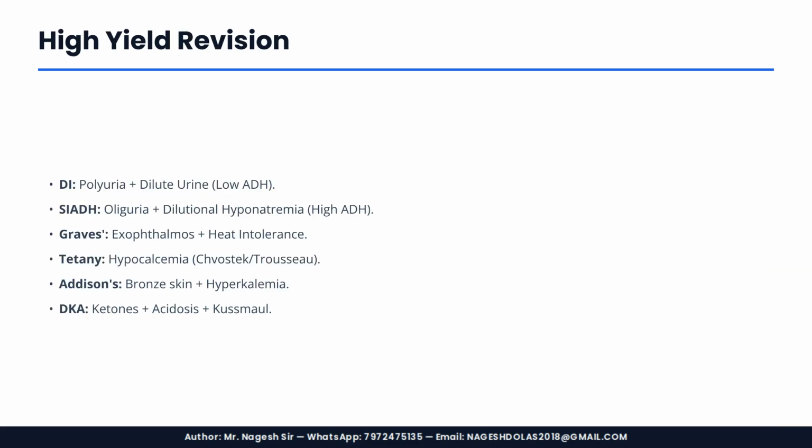The correct answer is B, melatonin, which is secreted by the pineal gland. Let's review some high-yield concepts. DI involves polyuria and low ADH. SIADH involves oliguria and high ADH. Graves is hyperthyroidism with exophthalmos. Tetany is from hypocalcemia. Addison's presents with bronze skin and hyperkalemia, and DKA involves ketones, acidosis, and Kussmaul respirations.